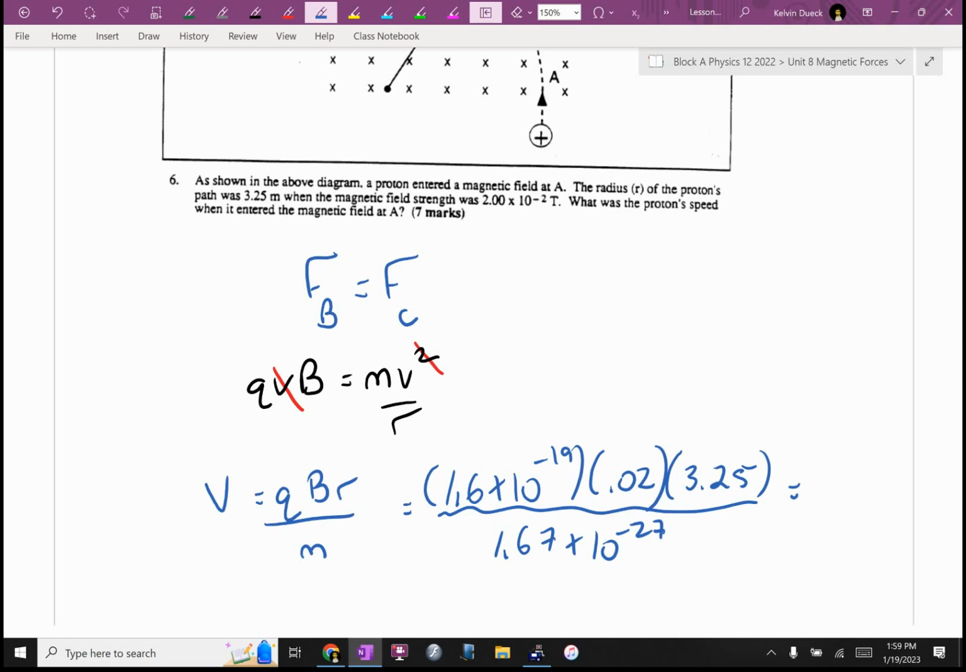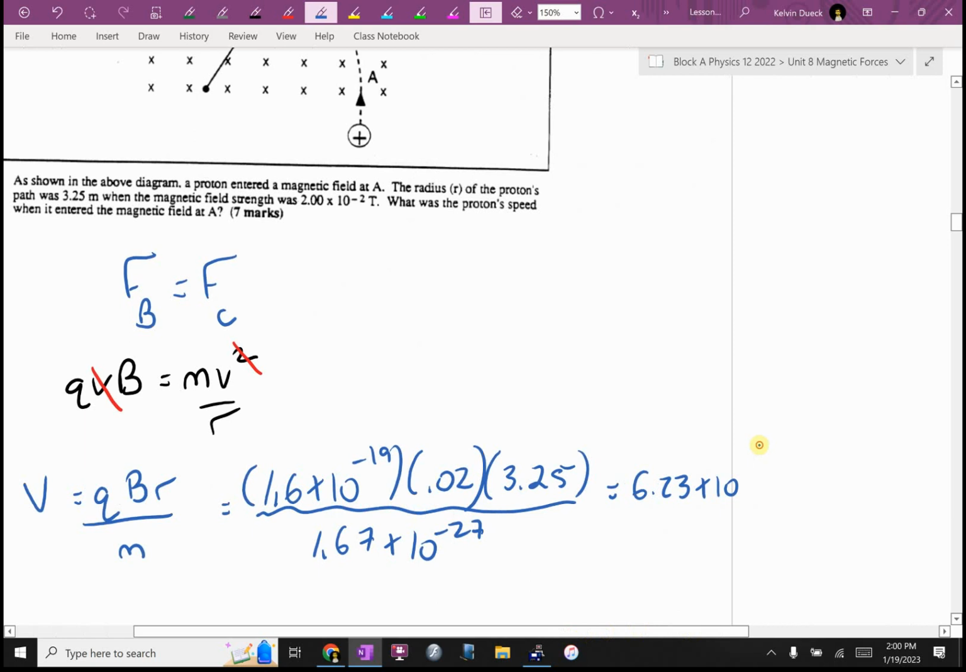What point what times 10 to the what? Is it 6 point something? I got 6.5. 6 point what? I've heard 6.5 and 6.2, so I need a group consensus. 6.2 times 10 to the 6th, yes?